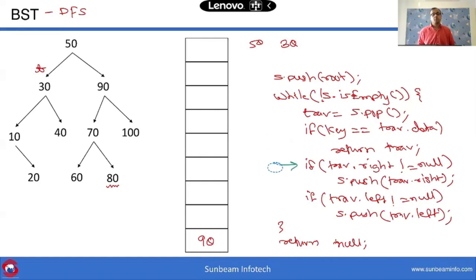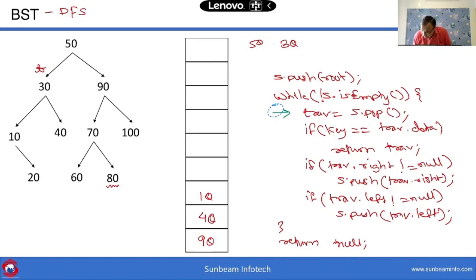In not matching, what is to be done? Uska right child, put it onto the stack. Uska left child, put it onto the stack. A right child 40, put it onto the stack. Left child 10, put it onto the stack, and you repeat the process. Again, while stack is not empty, what is to be done? Trav is equal to s dot pop.